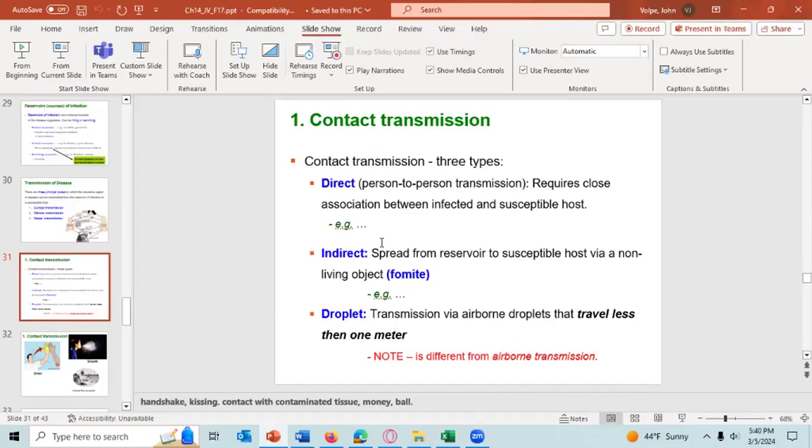Indirect contact transmission is where the disease spreads from the reservoir to the susceptible host via a non-living object. We have a term for that object, and we call it a fomite. For example, when somebody's got a cold and then they touch a dollar bill and turn it in as cash, somebody else touches that dollar bill and picks up the cold virus and later gets the cold. So that's indirect contact transmission.